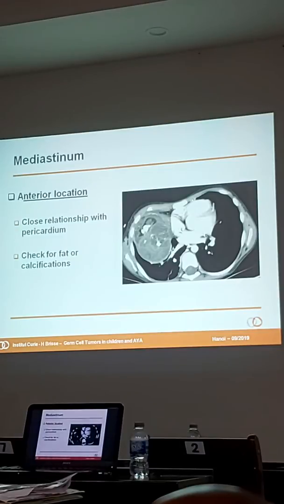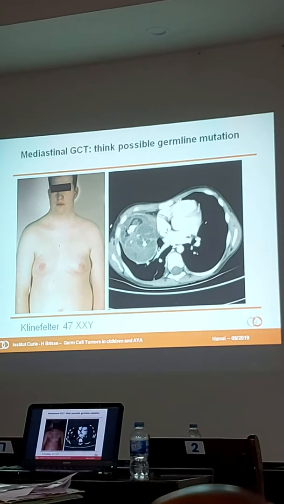And you have always to look at possible germline genetical abnormalities, and sometimes you will find in this patient dysgenesis, gonadal dysgenesis, and usually it's a Klinefelter syndrome.